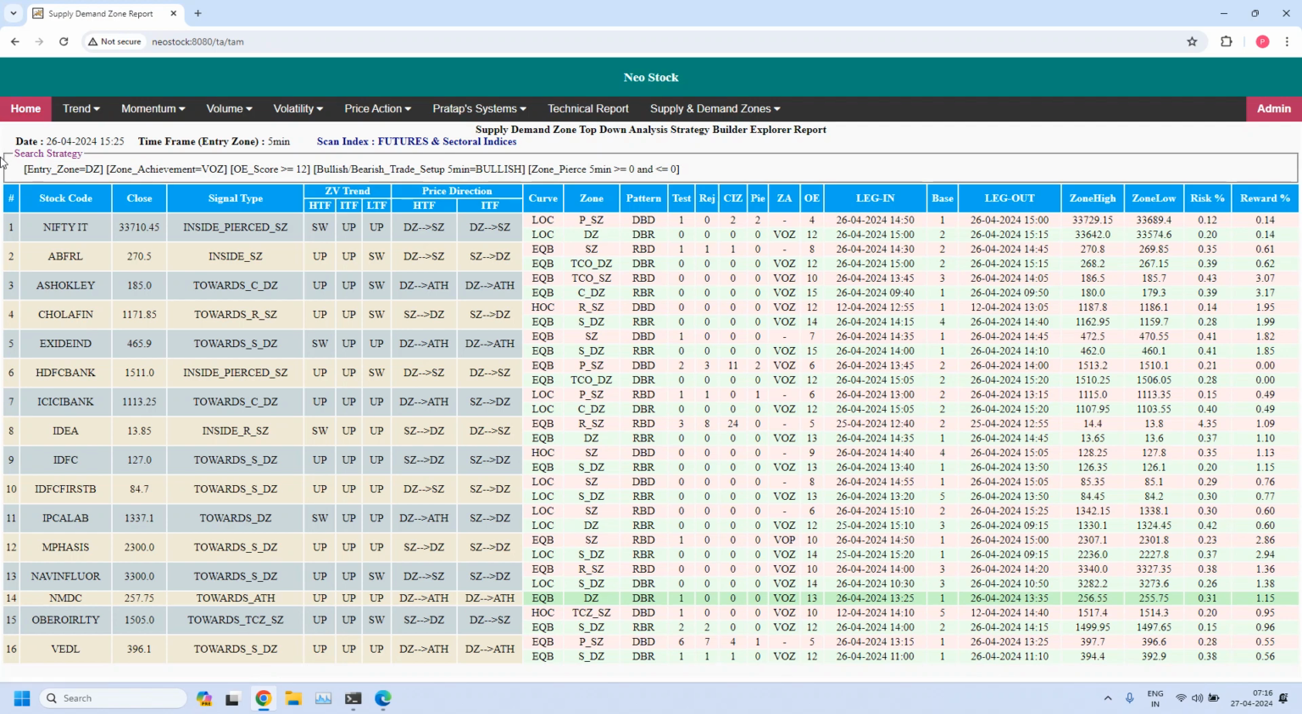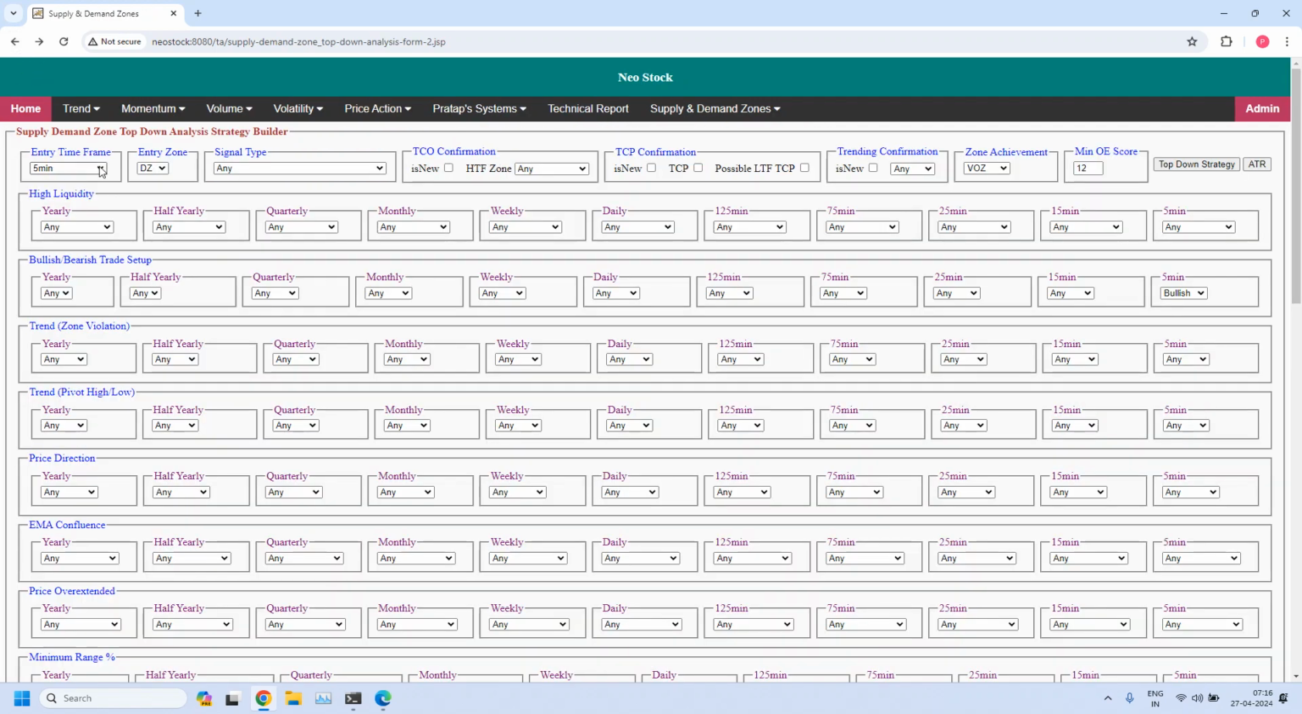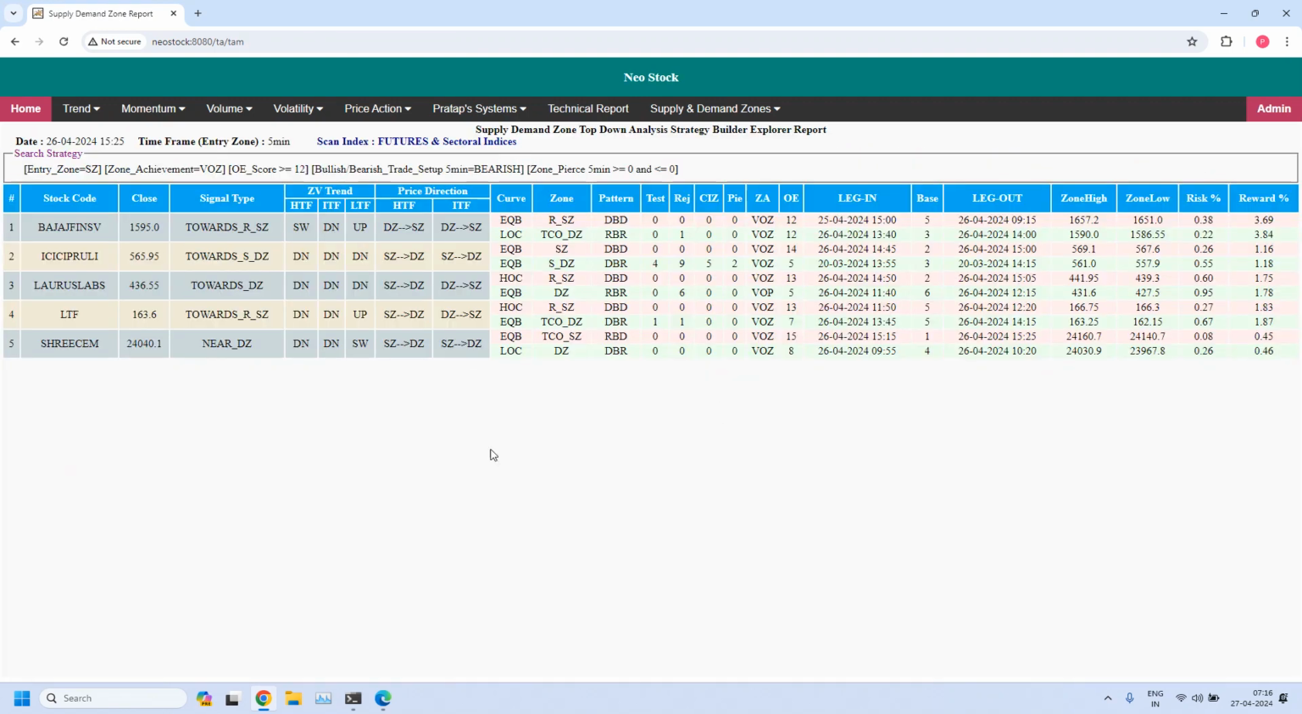So let me go back and generate the bearish trade setup. For hourly income trade, the entry time frame is 5 minutes. For a bearish trade setup, the entry zone should be a supply zone. In the bullish bearish trade setup, in the 5 minutes time frame, I am selecting bearish. The filters remain the same, whatever we already set, 3 filters. Now I am generating the report. Now 5 stocks are filtered. All these 5 stocks are supporting a bearish trade setup for hourly income trade.